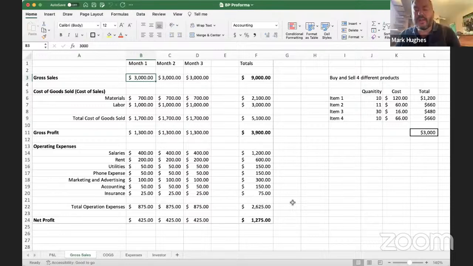It is important to keep track of how much you sell every single month.